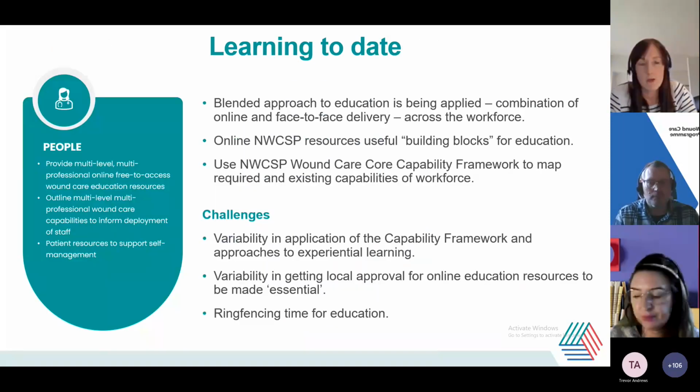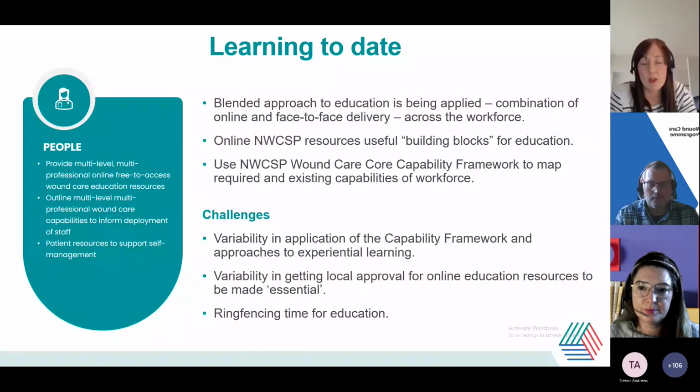So in terms of what we've learned so far, we've learned that the FIMPs, in terms of people and education, they're taking a really blended approach to learning. So they're combining online and face-to-face delivery locally in their areas. And they've been doing that right across the workforce, for all of those who come across people with wounds as part of their job role.